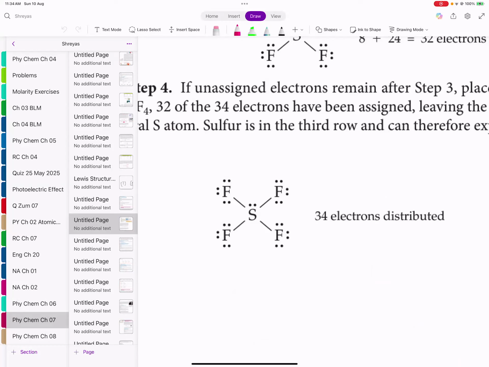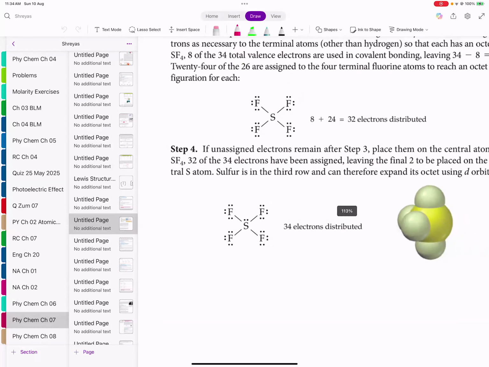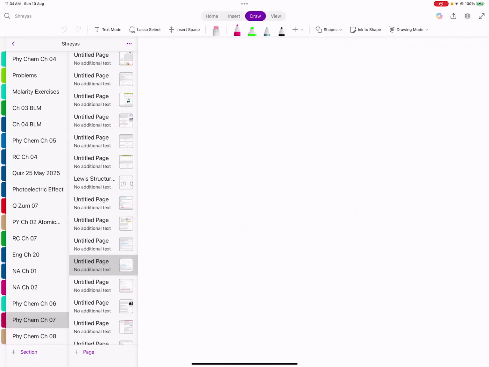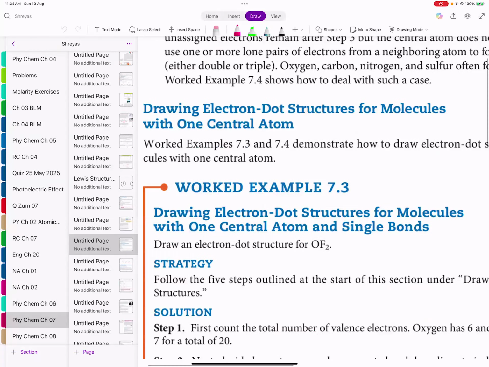No, it's not an exception. What happens is that as we go down, like in sulfur and chlorine, etc., we have d orbitals available, so they can expand their octet. Okay, so we just do the same thing. We just distribute the electrons as we have them. No need to worry, you'll be able to do it. Try and then we'll see.